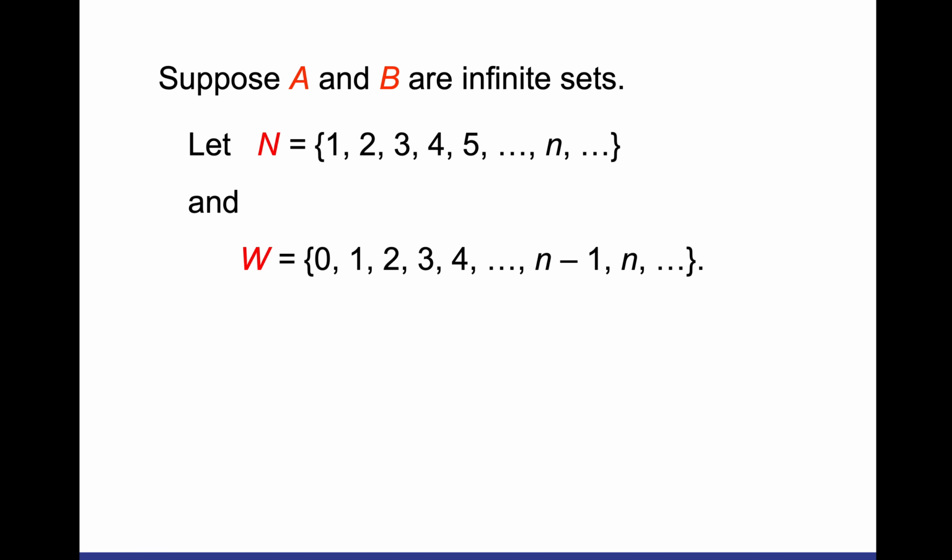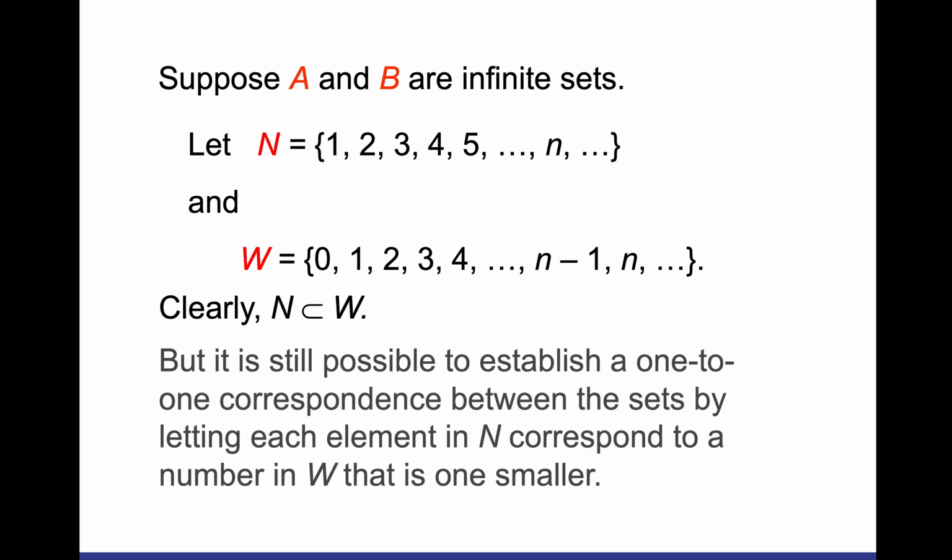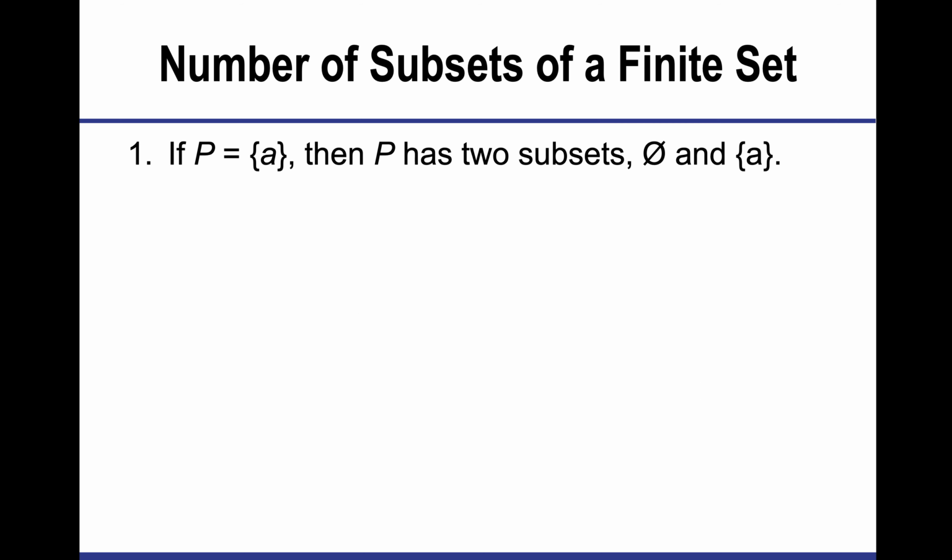So if A and B are infinite sets, I have the natural numbers here starting with 1, and the natural numbers here starting with 0. So what I notice is that 0 does not belong to set N. So I do have one number that is not present. Even so, it's still possible to establish a one-to-one correspondence by letting each element correspond to a number in W that is smaller, so that we can say that N is approximately W.